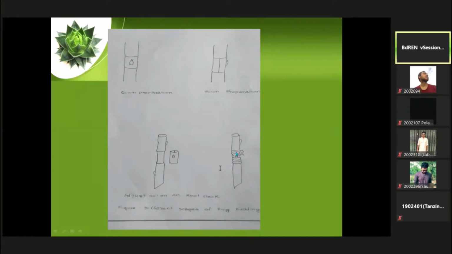And when we will tie, mind it, this is the bud. Actually, from this bud, our new shoot will grow. We will have new sapling. So when we will tie with polythene strip, keep the bud open, not tie the bud, not cover the bud, just cover the surrounding space around the bud. Okay, sir? Okay, thank you.